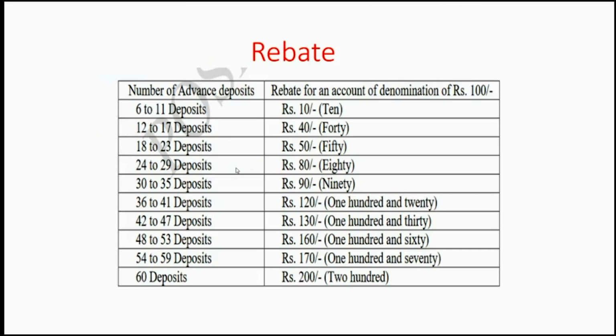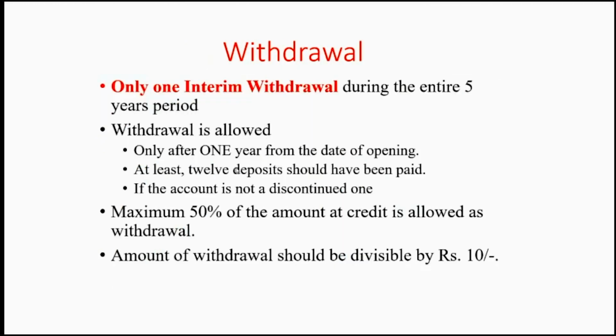One depositor can even pay advance for the whole 60 deposits. He can pay in one lump sum, and for that, rupees 200 is allowed as rebate for rupees 100 denomination. So this is the table for rebate. We can pay even up to 60 deposits as advance deposits. And now we can see the concept of interim withdrawal being allowed in a recurring deposit scheme.